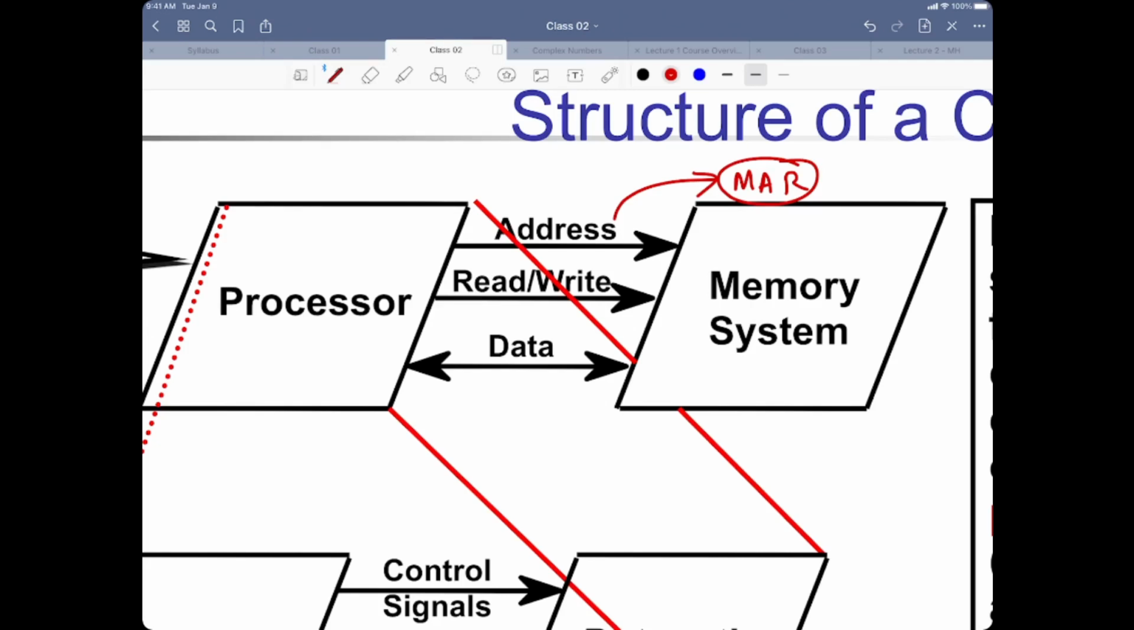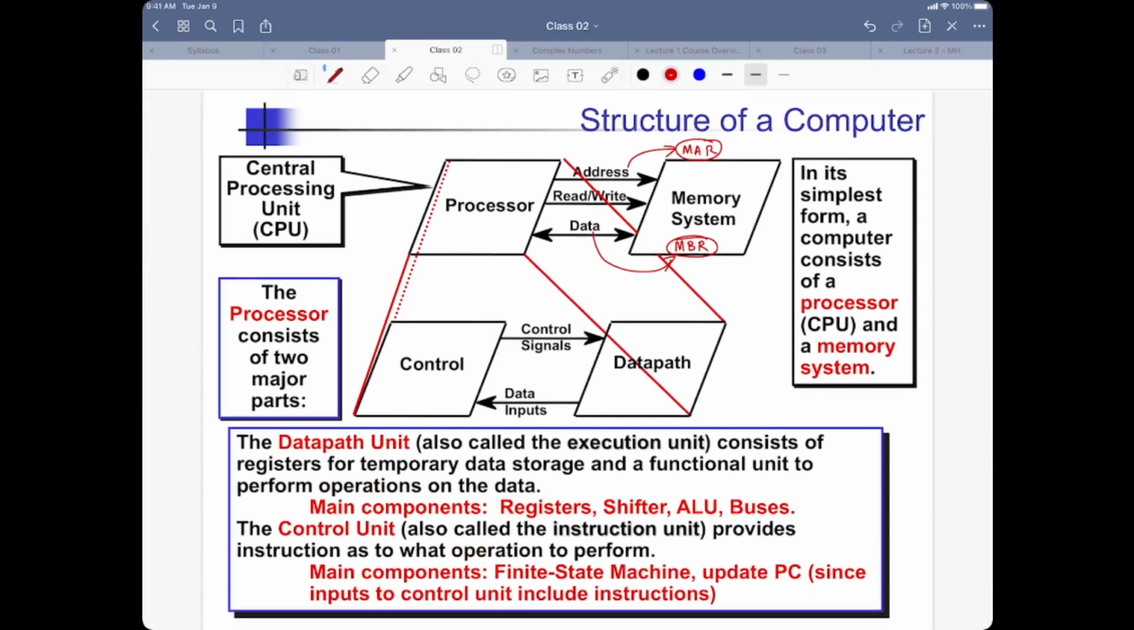Data. Which register will data go into? MBR, also called MDR. So memory buffer register or memory data register, right? So that's what is used for data, either being read or you need to store it into the memory. And then depending on the read and write control, right? 1, you read, 0, you write. Okay. What does all of this have? Data path.